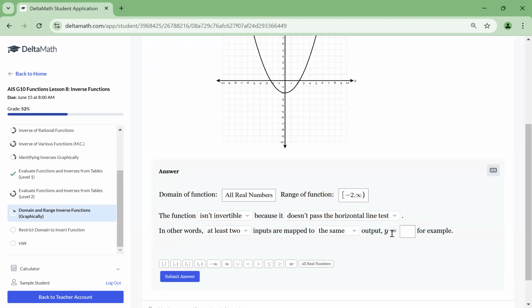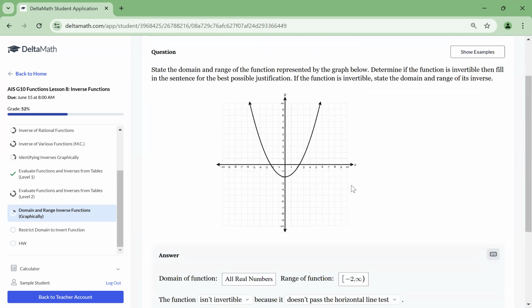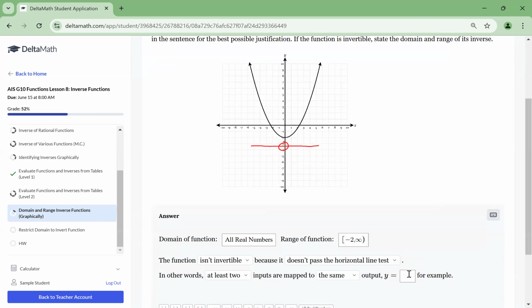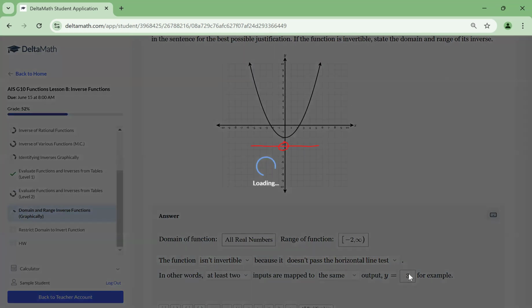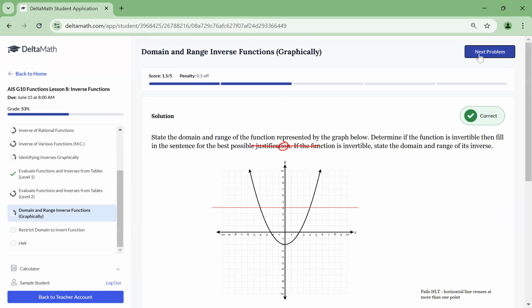So here I need to put an example. So at least two inputs are mapped to the same output, y equals any value within the range is fine. So for example, the one I already did was this line. So y equals 3 can be written here as an example. Let's try another one.